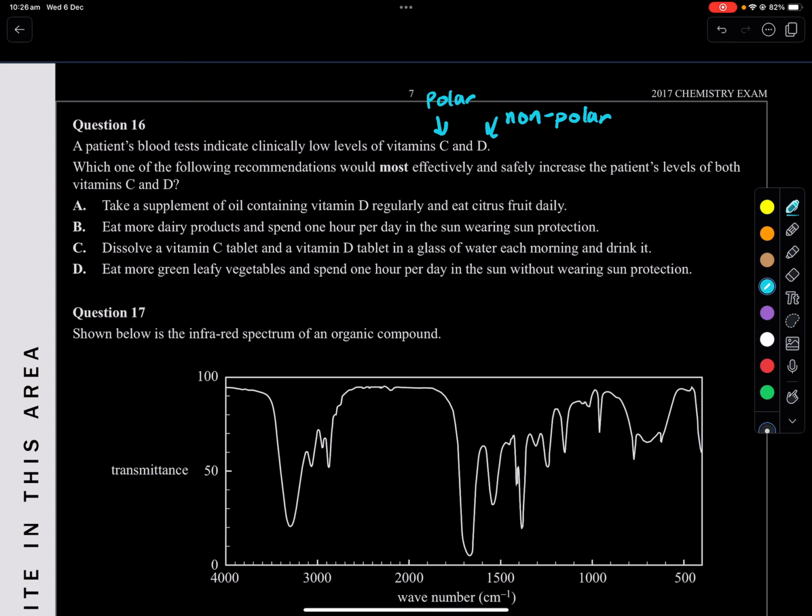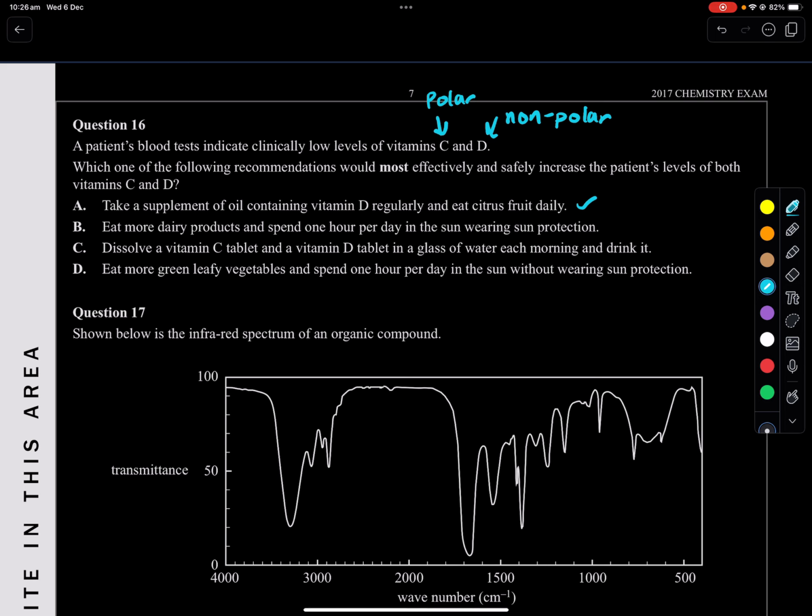So take a supplement of oil containing vitamin D. Yeah, you can do that, but you can also take it from the sun regularly and eat a citrus fruit daily. So citrus fruit, again, is vitamin C. It gives you vitamin C. That's good. And vitamin D. That's a safe method. That works. We'll put a tick on that.